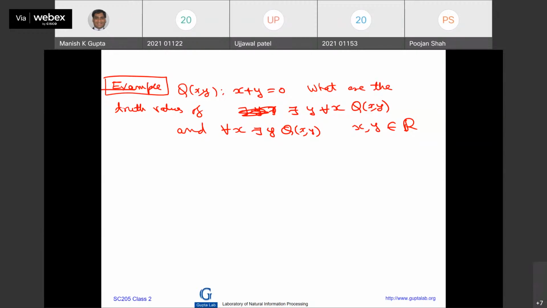First one is done. You got how and why, just written in some English, right? The first one is false. The second one is true, because for every x, you will be able to produce a negative number y. But the first case is not possible, right? So this is false and this is true.